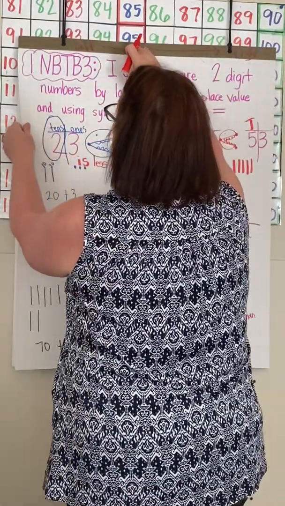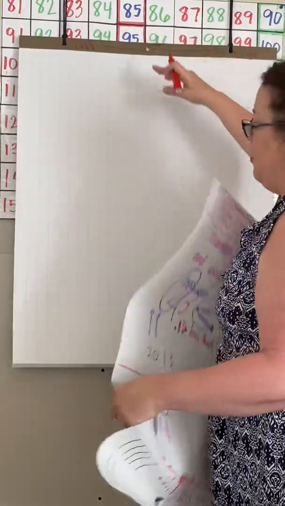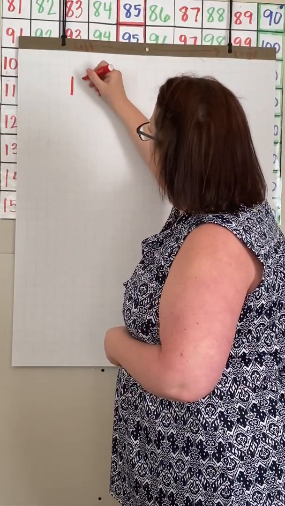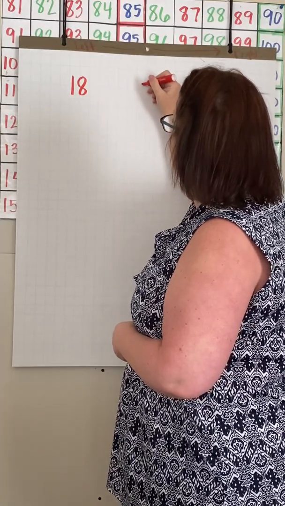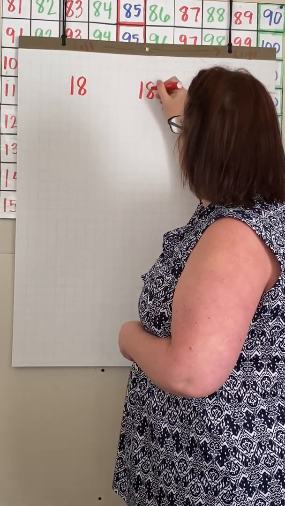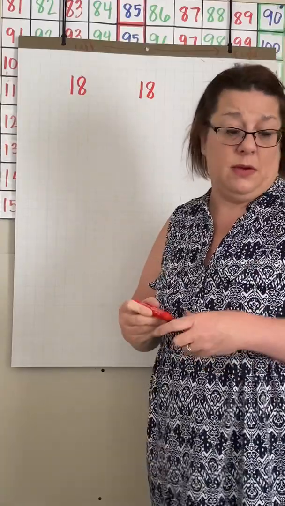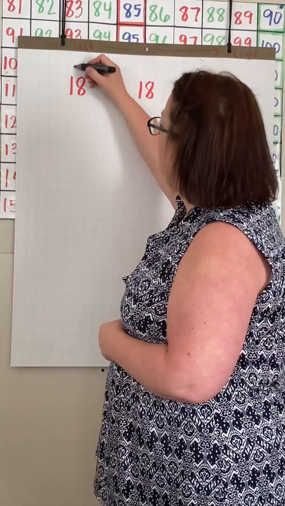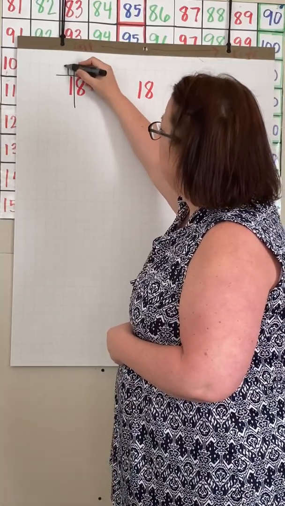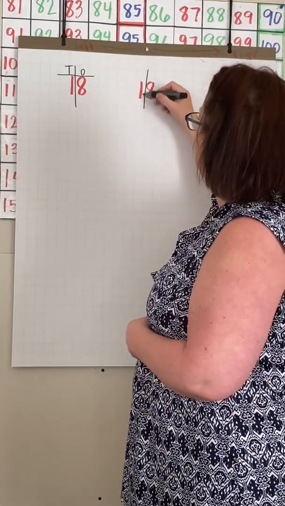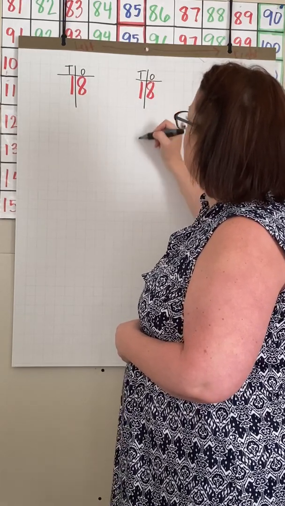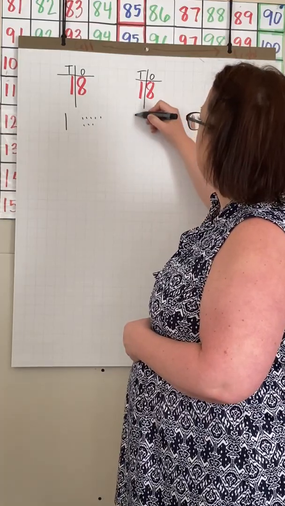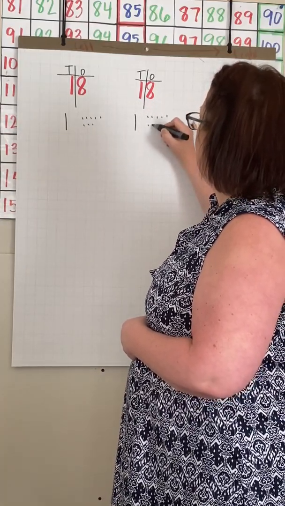Okay. But what if we have 18 and 18? What if I'm going to compare those two numbers? They look like they're the same. We still want to compare, right? Our tens place and our ones place. 1 ten, 8 ones, 1 ten, 8 ones.